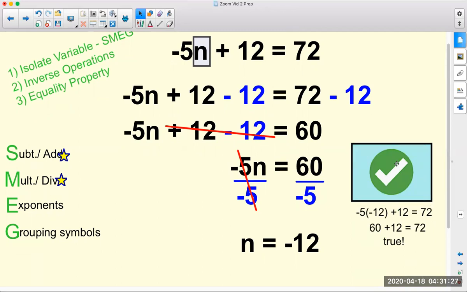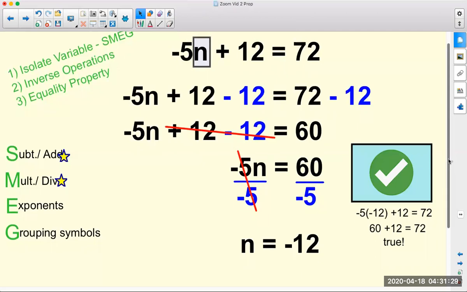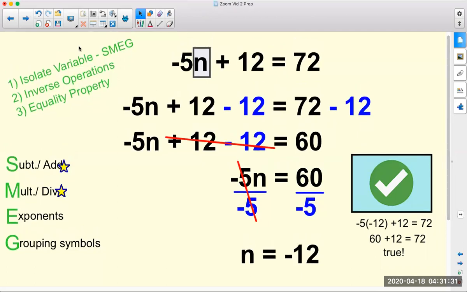So when you're working independently, remember to use these steps here that I showed you how to do. Use SMEG. It helps keep your work in order so you don't go out of order and get things all mixed up. Remember to do your inverses on both sides of equals to keep your equation balanced.